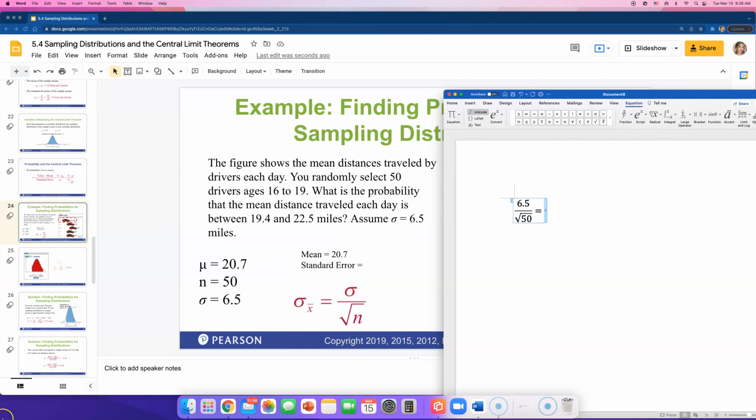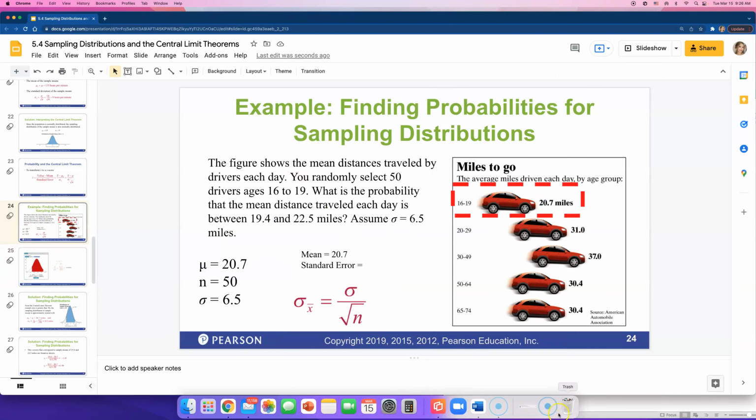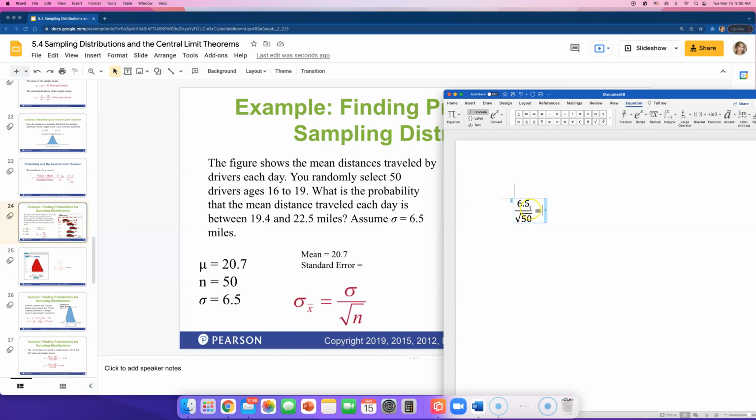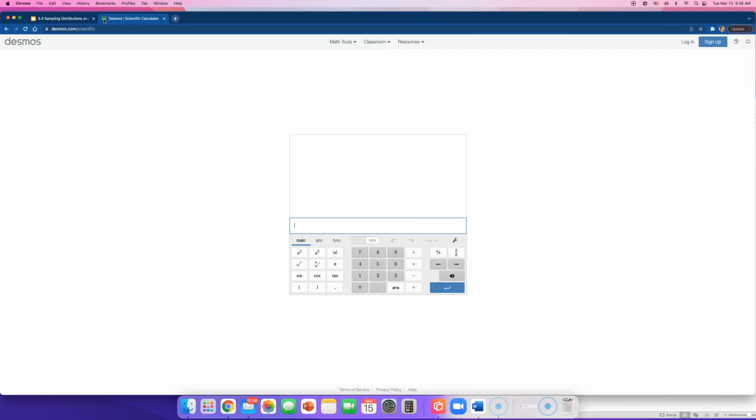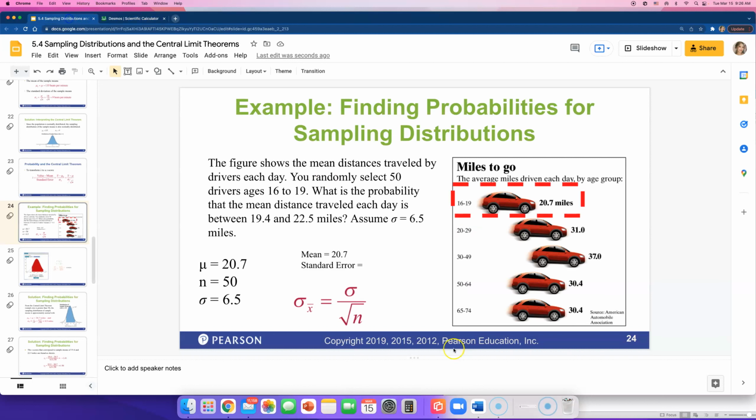All right, let me go ahead and type this into a calculator so that I can find out what this is. One second, I'll open up a scientific calculator and type in 6.5 divided by the square root of 50. And that came out to be approximately 0.9. So that is the standard error that we're going to have to use. I will put this on the slide here. Give me one second.